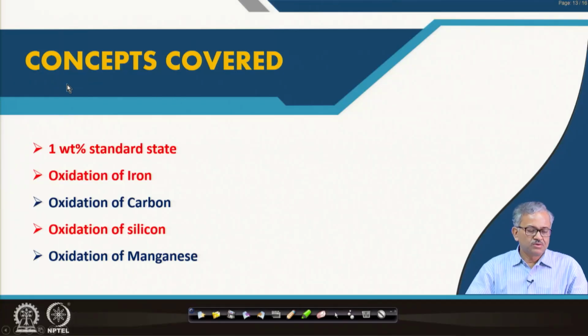Now, in this lecture we will talk about some very important reactions that are relevant for steel making and their reaction equilibria. First I want to introduce the concept of 100% standard state, because when you consider the reaction equilibrium in liquid steel, the impurity percentage hardly exceeds 100%. So, most of the impurities are within 100%.